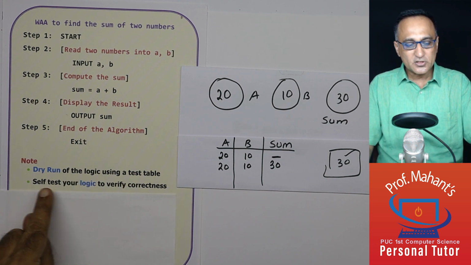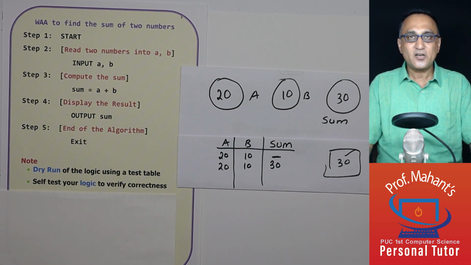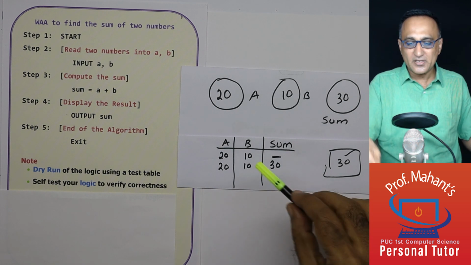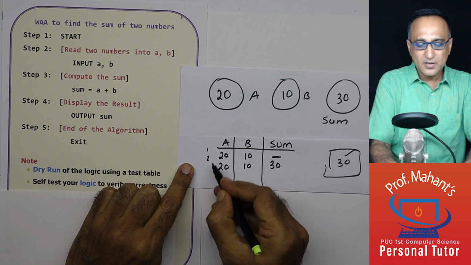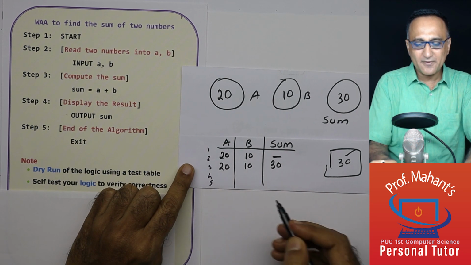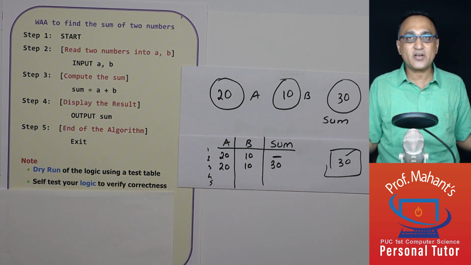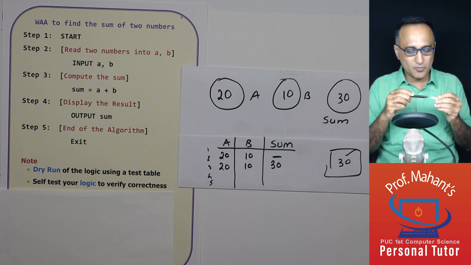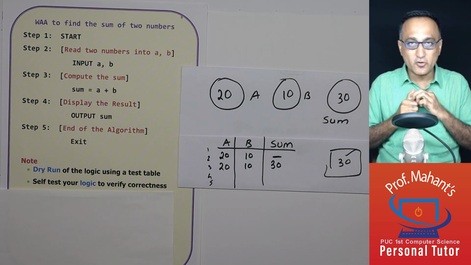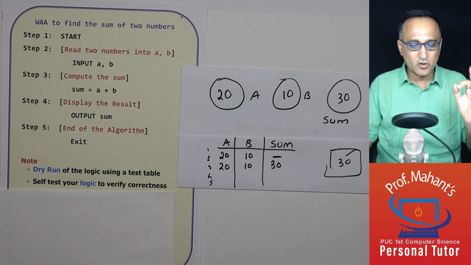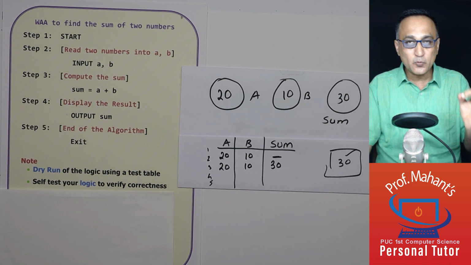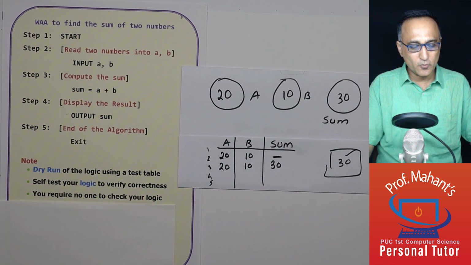It is your responsibility to test your logic. Don't ask me or anybody to test your logic. You should be able to draw a table, write down step number 1, 2, 3, 4 and 5, and at each step see whether you are getting the correct result. It is your job to test the logic. Nobody is going to test it for you. You should develop this particular skill to test your logic. Do not expect spoon feeding in 11th and 12th standard that somebody is going to test it for you.